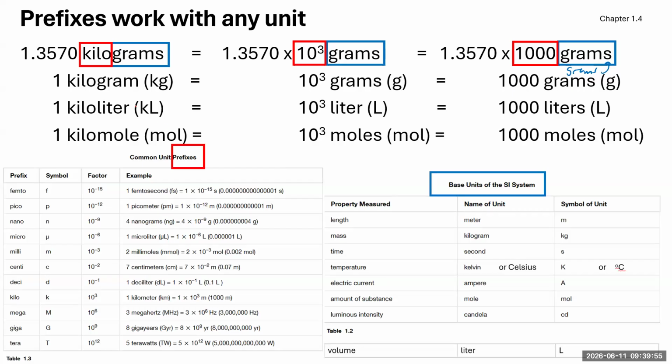But again, prefixes work with any unit. So make sure you know that they're interchangeable. And the more practice you do with these, the better they'll get. I know it's very confusing at first, but the more you use them, the better you're going to get at these. All right. So let's continue here.